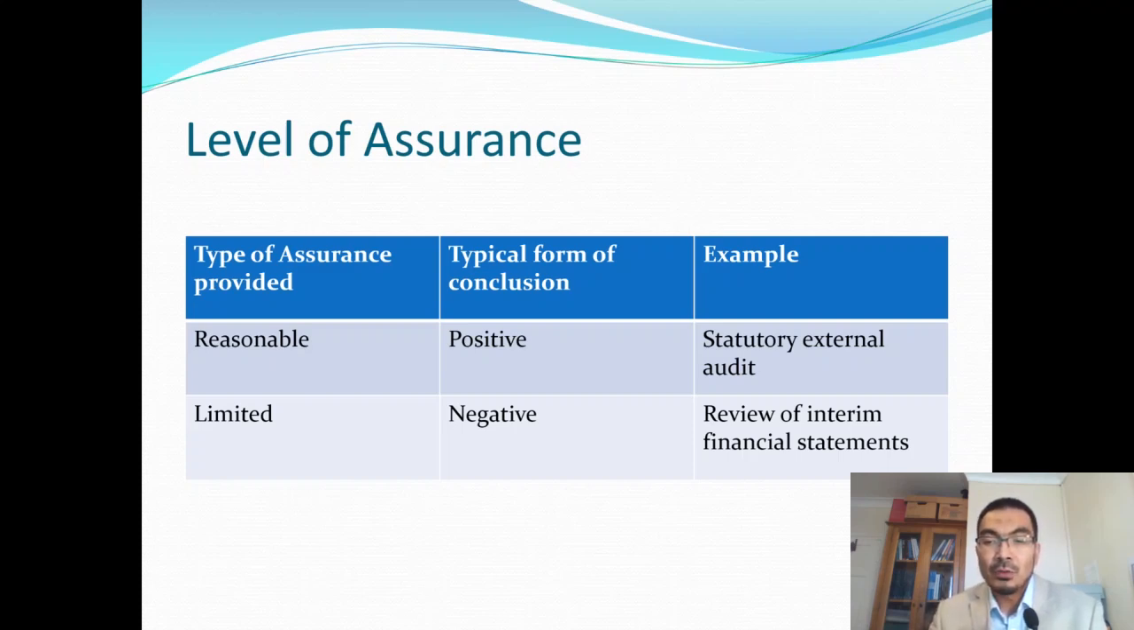Another type of assurance engagement, where a lower level of assurance is given, is a review engagement, and we will talk about that after we come back from our break.